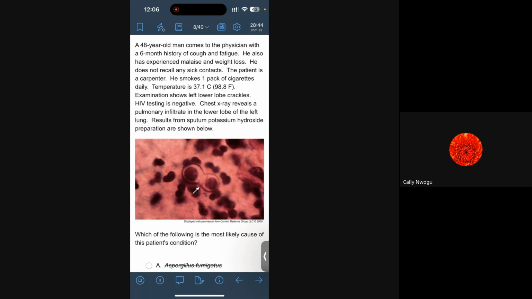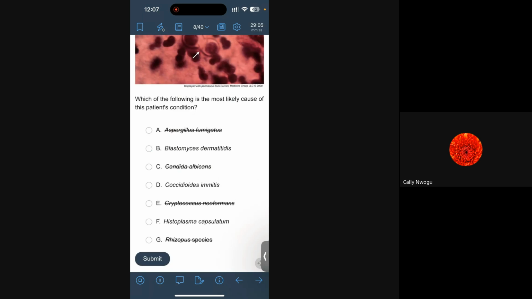A 48-year-old man, with a 6-month history of cough, fatigue, malaise, and weight loss, does not recall any sick contact. The patient is a carpenter, with left lower lobe crackles and a pulmonary infiltrate in the lower lobe of the left lung. Sputum potassium hydroxide preparation shows this.